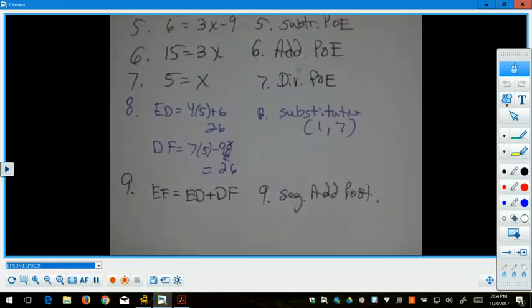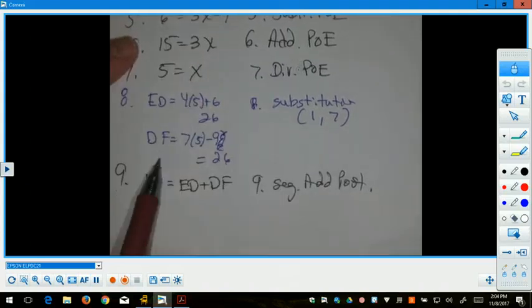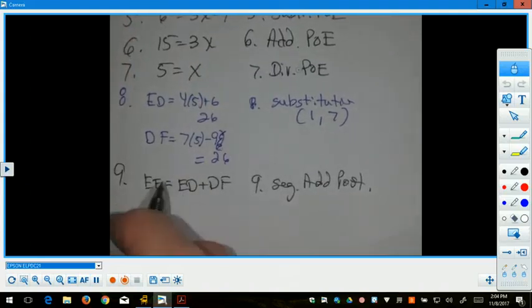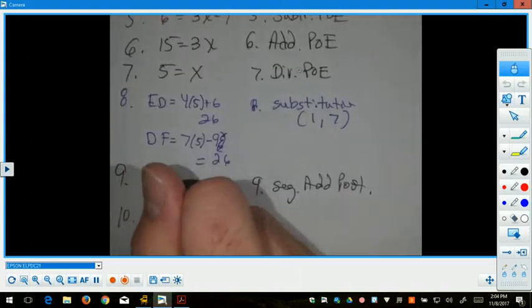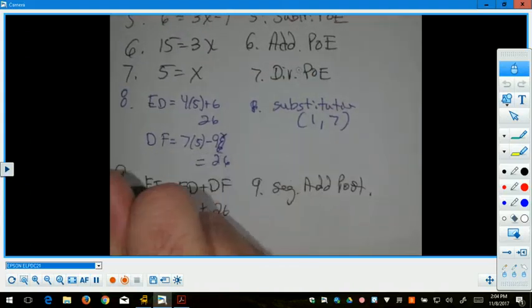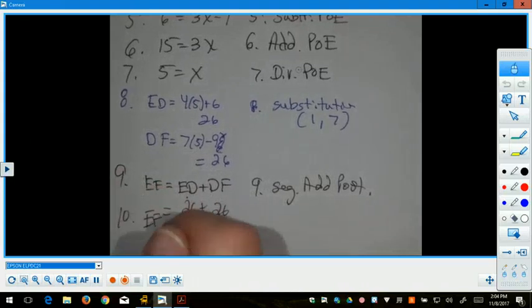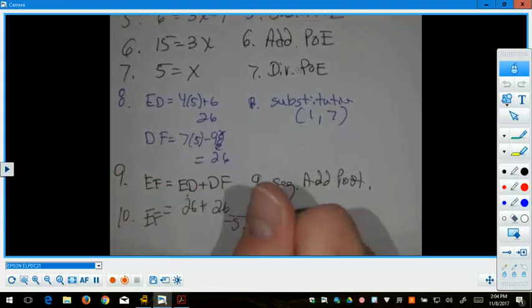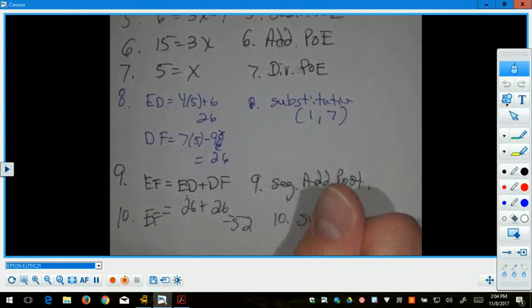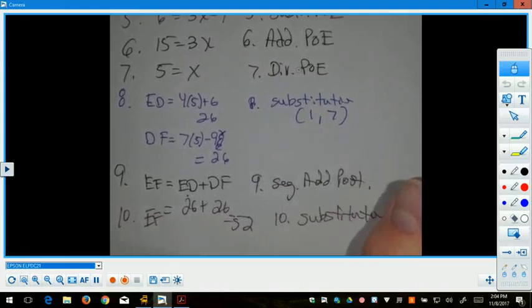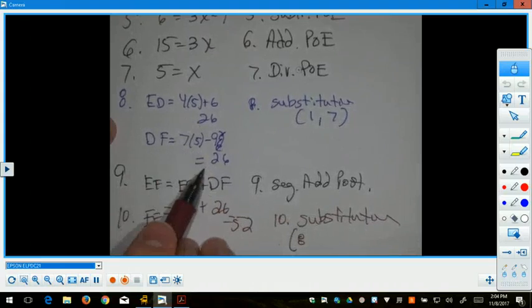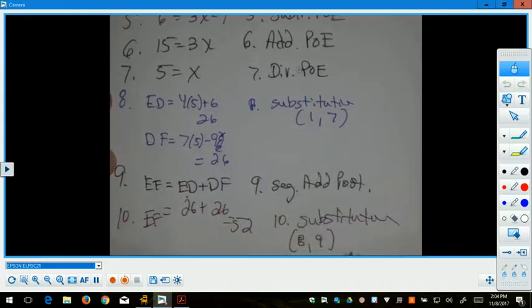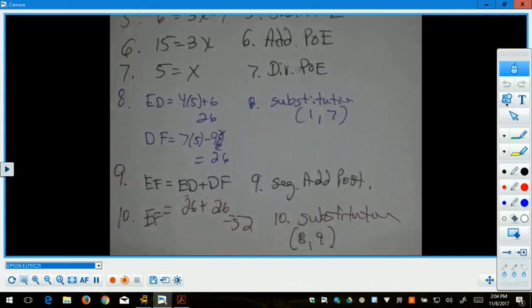And then my final line, so we did all the algebra, now we're tying it back to the geometry. I know ED is 26. I know DF is 26. So EF equals 26 plus 26 is 52. And I did that by plugging it in. So it's substitution from lines 8, where I had that they were each equal to 26, and 9, where I had that the 2 added up to EF.